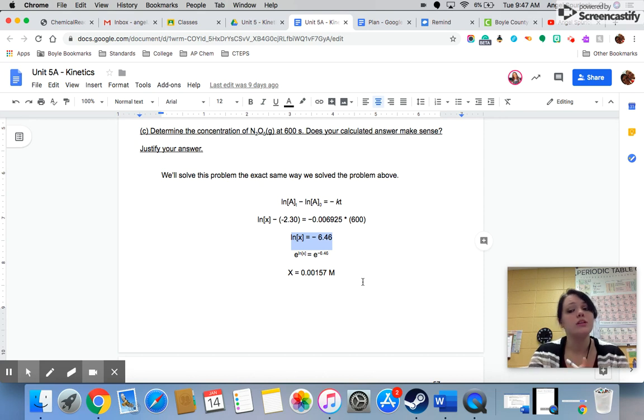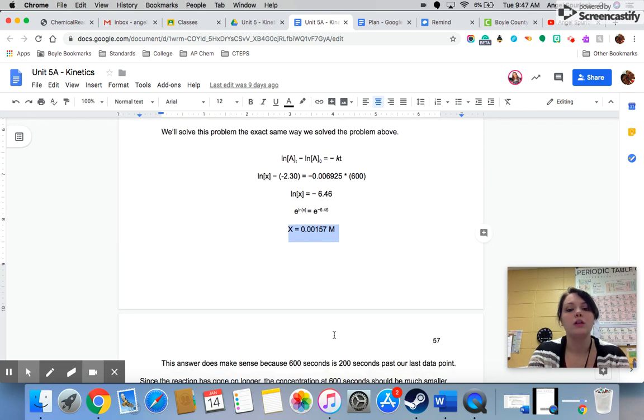But they don't want the natural log of the concentration. They don't want the point that's on the graph. They want the original concentration. So we have to raise everything to the E, and that will give us 0.00157 molar algebraically, okay?